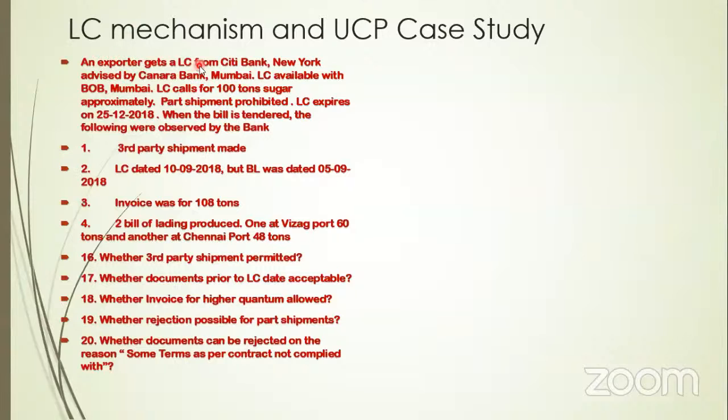Okay. And this is a rapid round. The exporter gets an LC from Citibank, New York. Simple concept. But you have to apply your mind and immediately present your mind. Advised by Canara Bank, Mumbai. LC available with BOP. That means it is a restricted LC. I think we have discussed this concept.